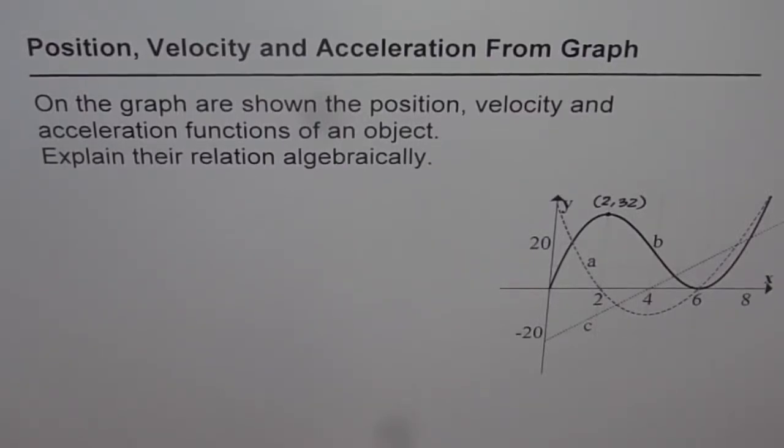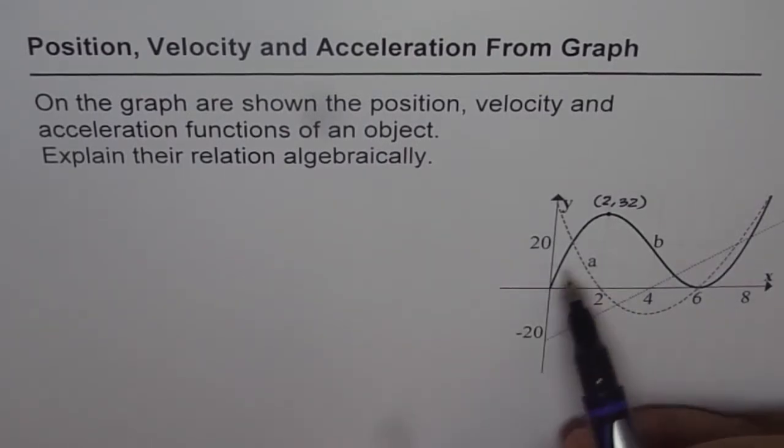Velocity, position and acceleration from graph. On the graph are shown position, velocity and acceleration functions of an object. Explain their relation algebraically. So this is another question from my series of understanding position, velocity and acceleration relation. Earlier we have already done this question where we found the answer graphically, and now let's prove it algebraically.